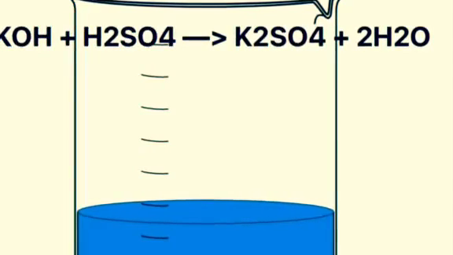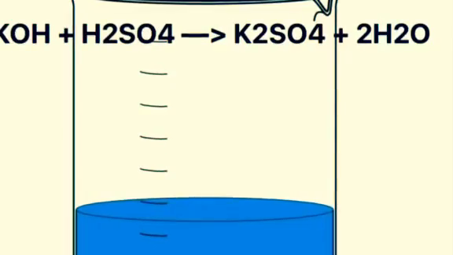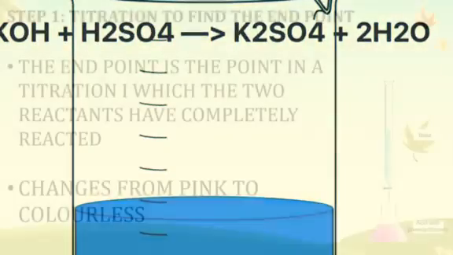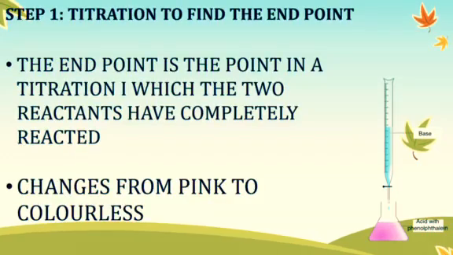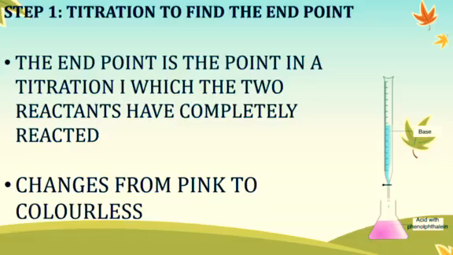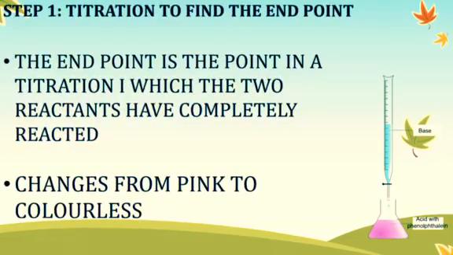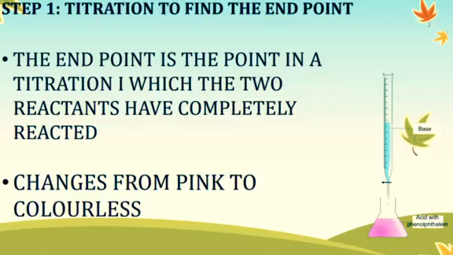Now let's have a look at the steps of preparing the salts of sodium, potassium, and ammonium by titration. Step 1 is titration to find the endpoint. The endpoint is the point in a titration at which the two reactants have completely reacted. The color of the phenolphthalein will change from pink to colorless.